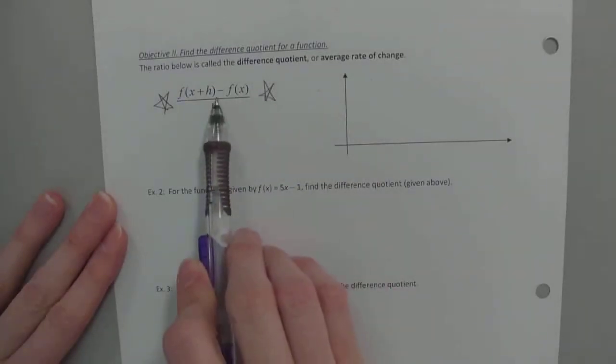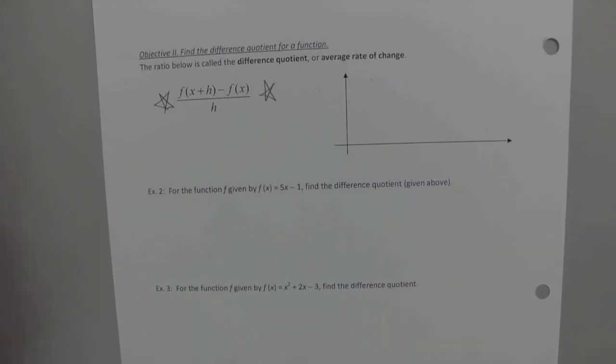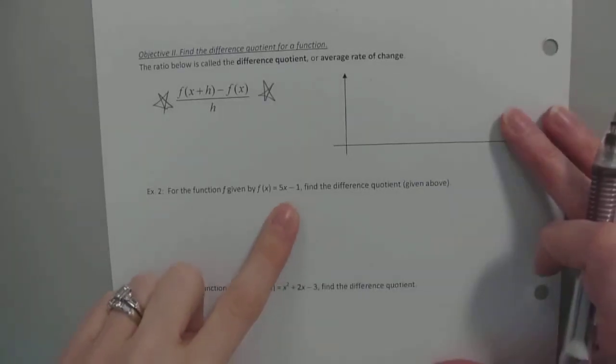So let's see what it says. It says the ratio below is called the difference quotient or average rate of change. Difference because we're subtracting, quotient because we're dividing. And all it's doing is trying to find slope. Remember, average rate of change was another way to say slope?